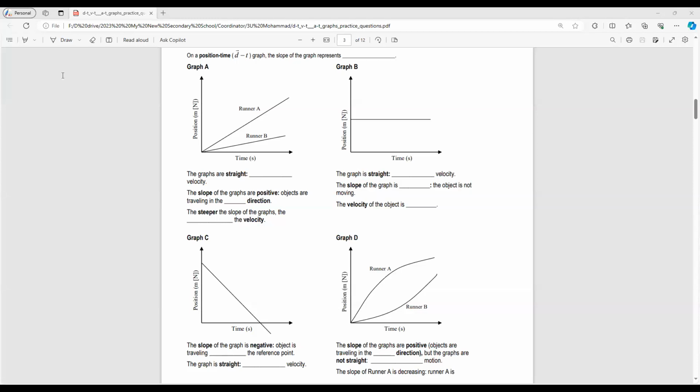Okay, so a position-time graph. What can you tell about velocity? Is velocity the same or not the same? Constant or not constant? Constant means it doesn't change. Not constant means the object is speeding up or slowing down.